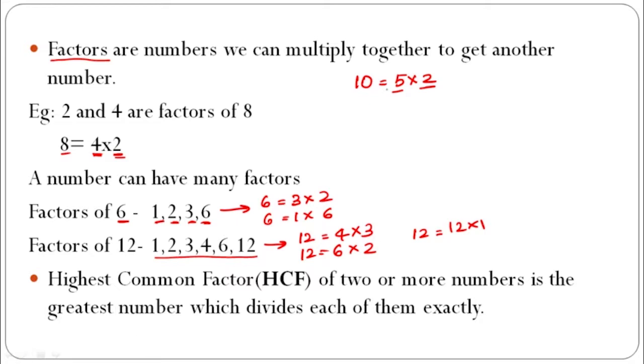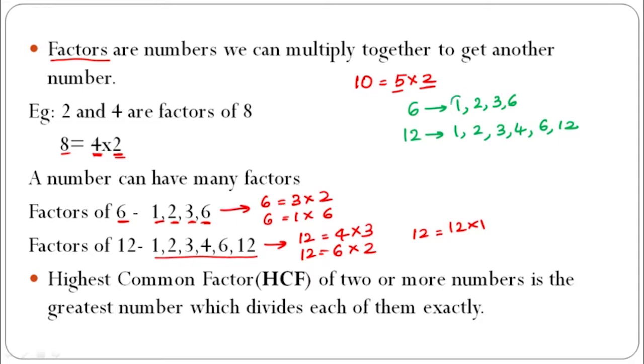Now that we have discussed factors, let us understand what common factors are. What are the factors of 6? The factors of 6 are 1, 2, 3 and 6. Similarly, what are the factors of 12? The factors of 12 are 1, 2, 3, 4, 6 and 12. Out of these factors, there are some which are common to both 6 and 12.